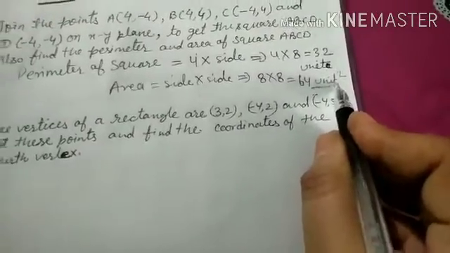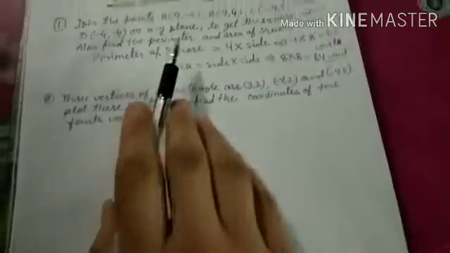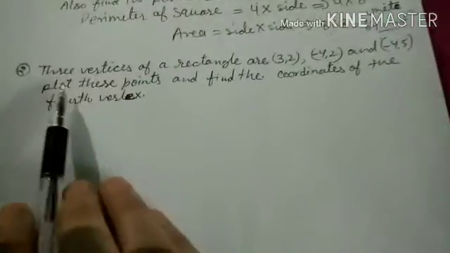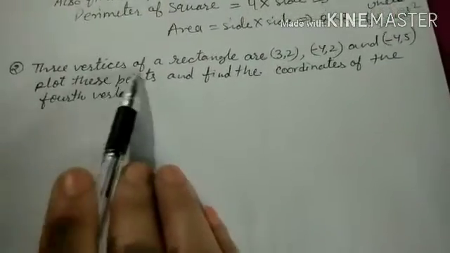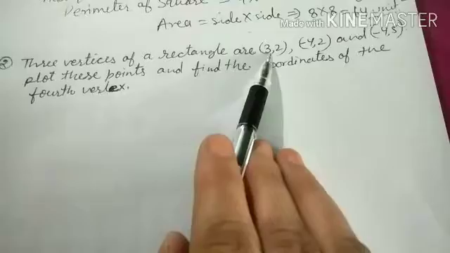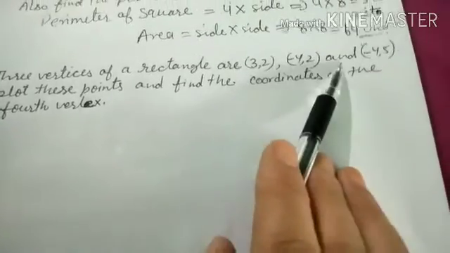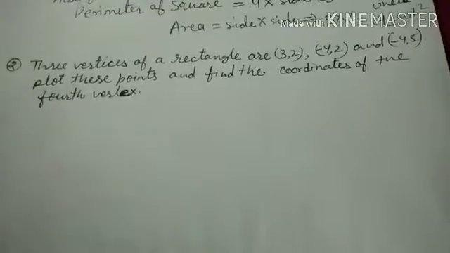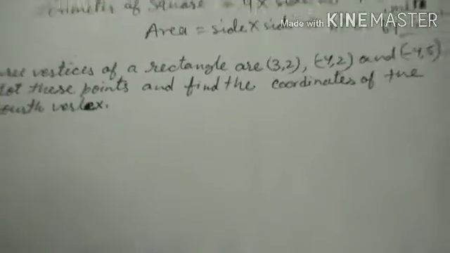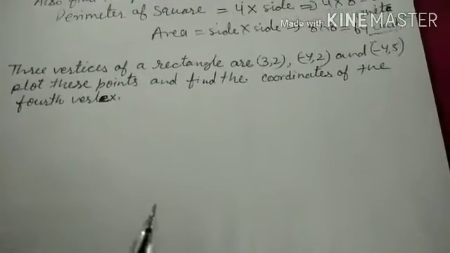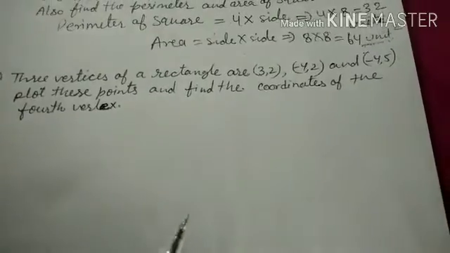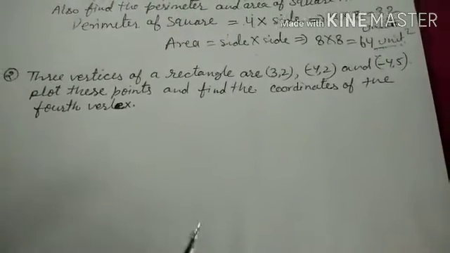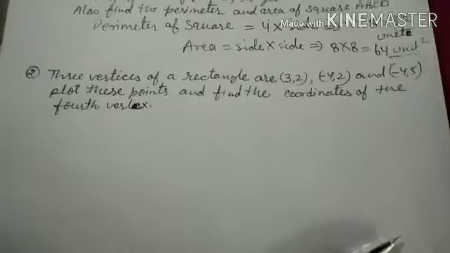Understood, students? Now the second question we have here, that was the first question. Second question we have: 3 vertices of a rectangle are (3, 2), (-4, 2) and (-4, 5). Plot these points and find the coordinates of the fourth vertex. Okay, now first of all we will plot all these 3 points on the Cartesian plane.